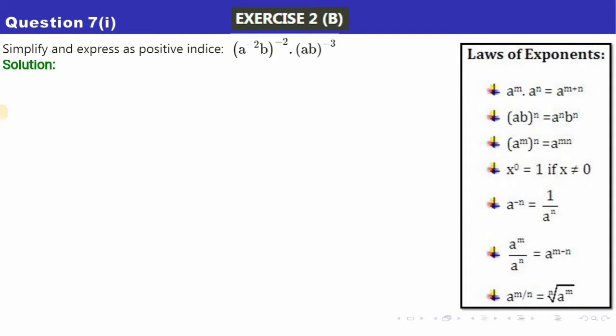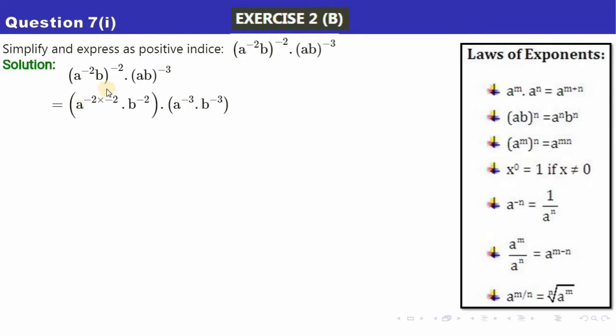Here, please read the question carefully, which says simplify. We are experts now in simplification, but we have to express as positive indices. That means you have to simplify in such a manner that in your answer all the powers, index means power, or index is also known as exponents, all the powers have to be positive. There should not be any negative power. For that you have to make use of this particular formula.